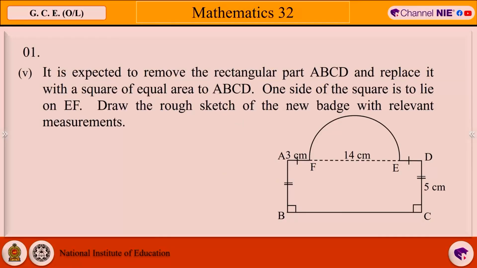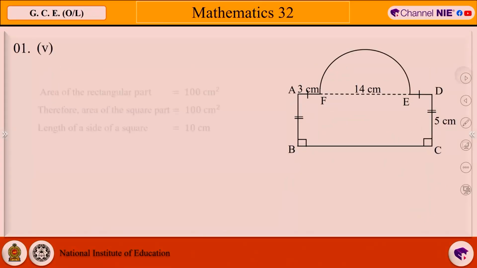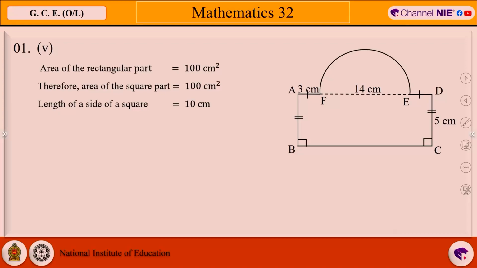Now, in the fifth part, it is expected to remove the rectangular part ABCD and replace it with a square of equal area to ABCD. So, we have to find the length of a side of the square of the new shape. Then you know that the area of the rectangular part is 100 square centimeters, and therefore, the area of the square part is also 100 square centimeters. The length of a side is 10 centimeters, because 100 is 10 squared.